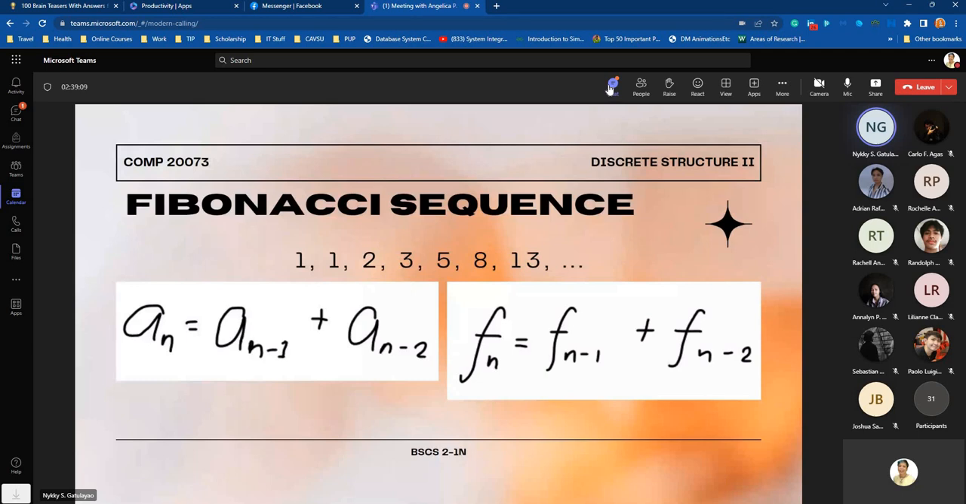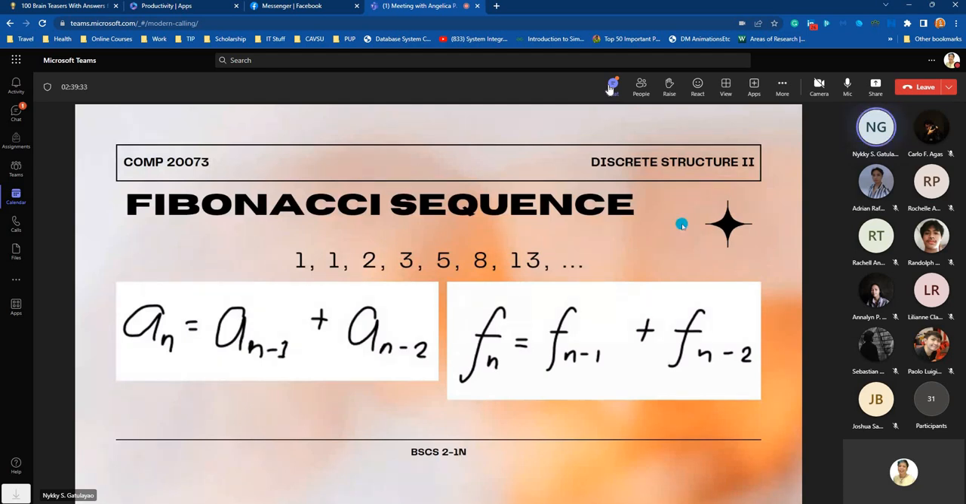So we're going 2 terms back, which means we need 2 initial conditions. So we also need to define that a sub 1 is equal to 1, a sub 2 equals 1, because those are the first 2 terms of the Fibonacci sequence, and that is how you find the recurrence relation of Fibonacci sequence.